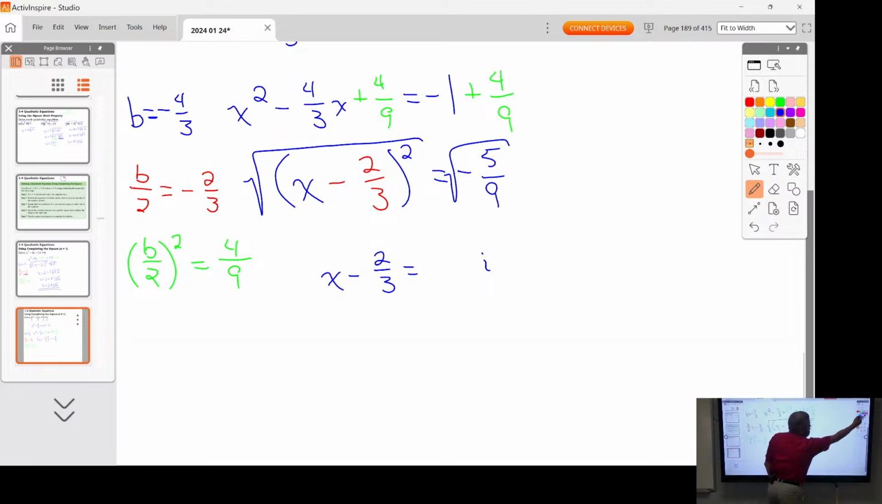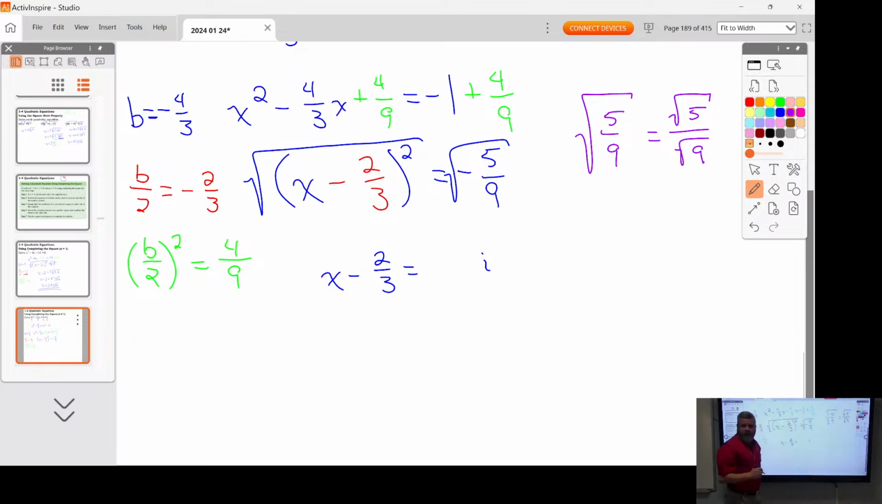I'm going to write this off to the side. The square root of 5/9 is the same thing as the square root of 5 divided by the square root of 9. Okay? So what's the square root of 5? Square root of 5. What's the square root of 9? 3. Sorry, I should have changed back to blue, but I didn't.